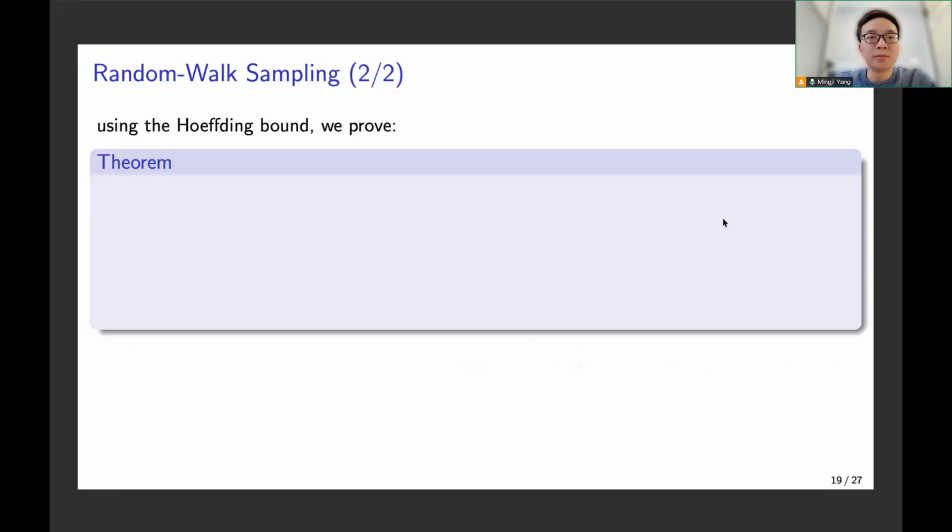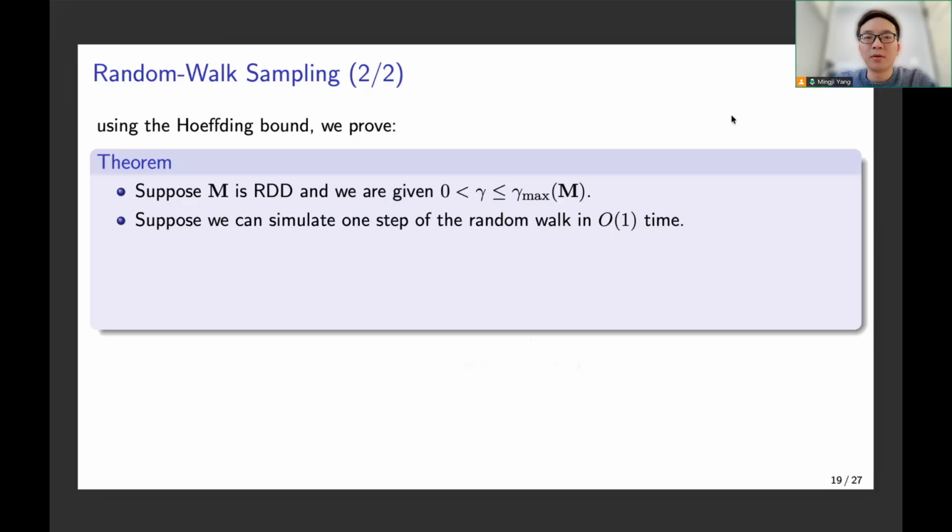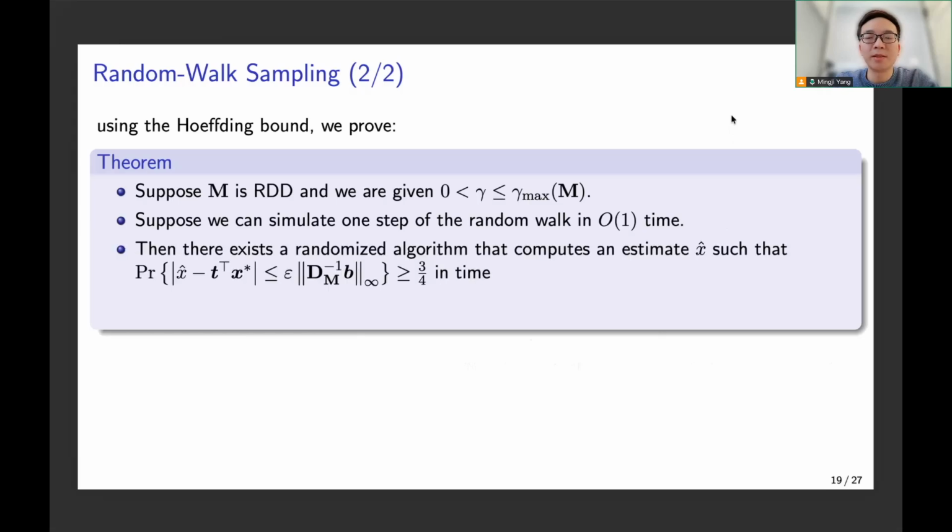So by using a simple Hoeffding bound argument, we can prove the following theorem. Suppose that M is RDD and we are given a lower bound on its maximum p-norm gap. And also suppose that we can simulate one step of the aforementioned random walk in constant time. Then our randomized algorithm can compute an estimate for the inner product between T and X star within an absolute error bound involving the infinity norm of D inverse B in time inversely proportional to gamma cubed and epsilon squared.